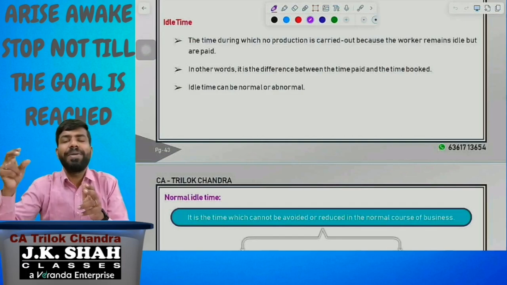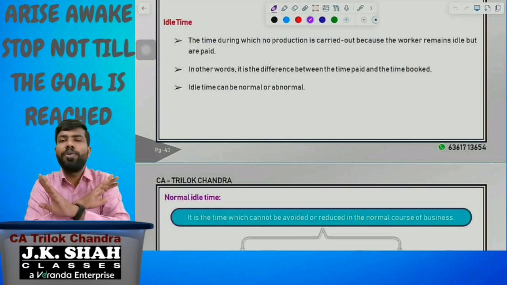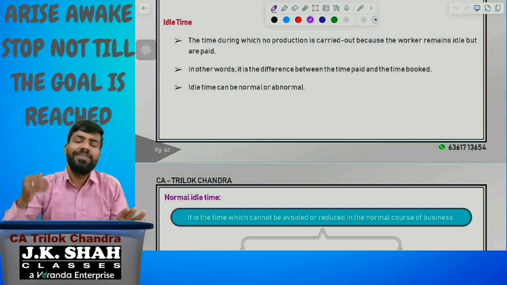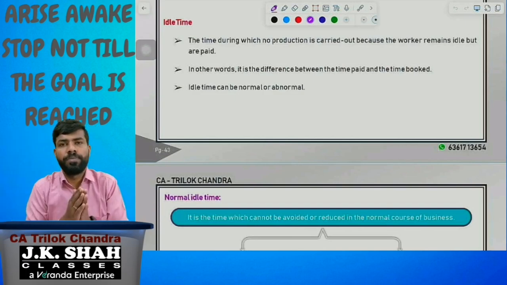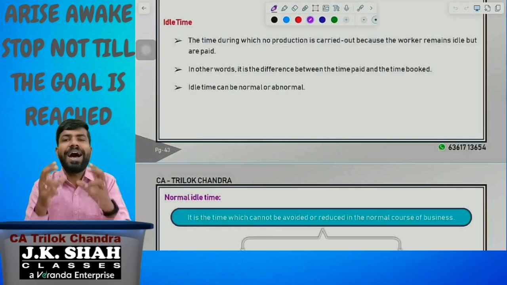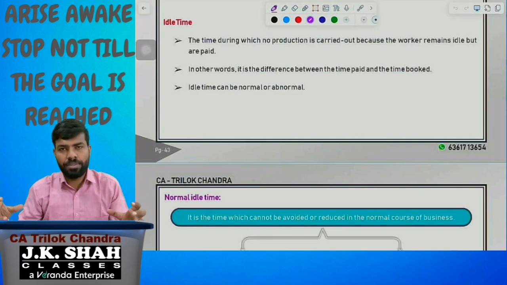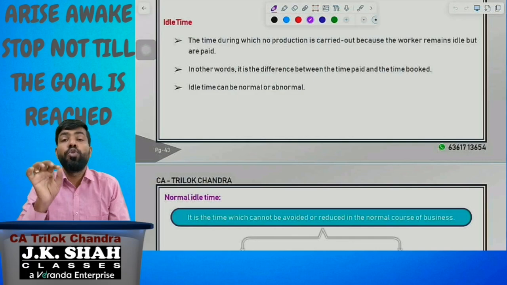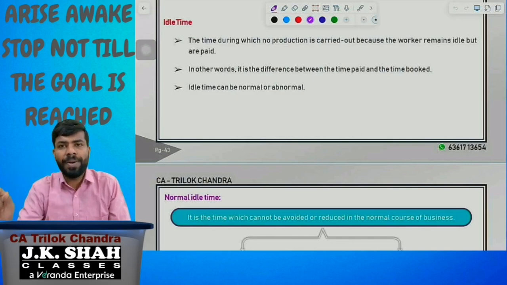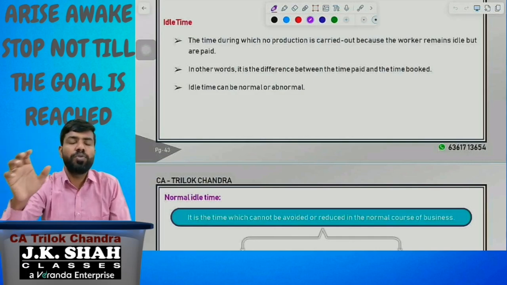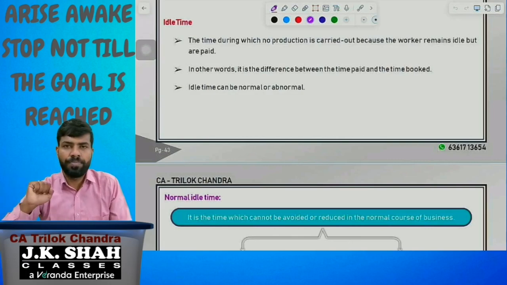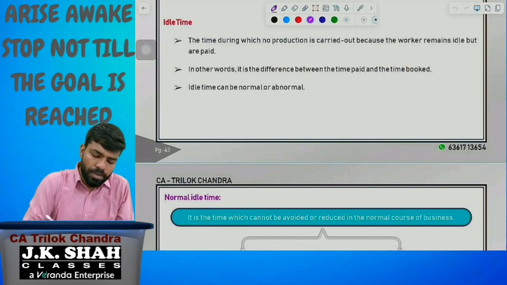No production will be carried on. During that time, there will be no production, but wages will be paid to the worker. Such hours are called idle time hours. No production is carried on, but wages will be paid for such hours. Now, look at here.